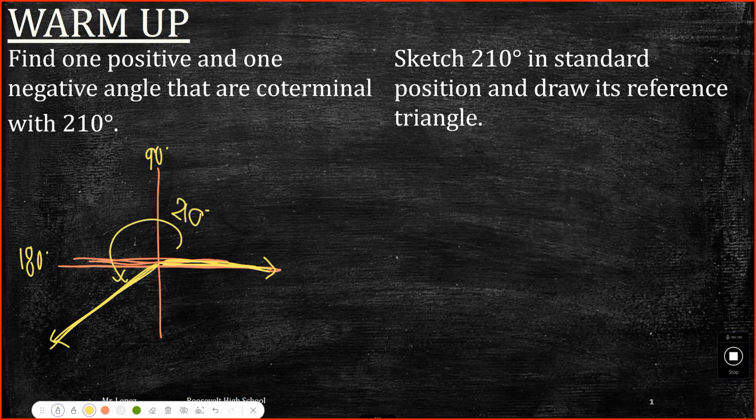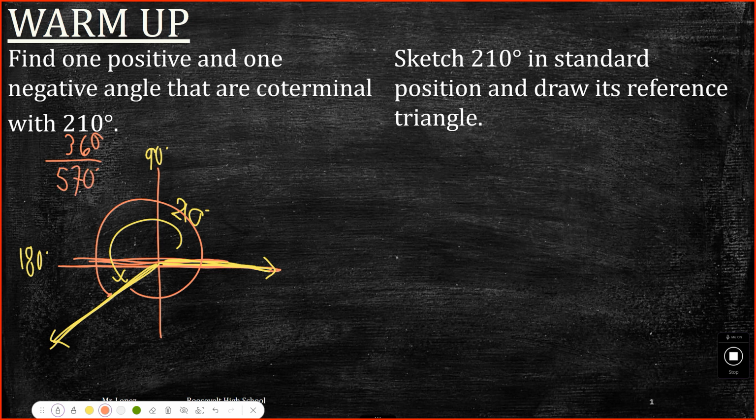There's an infinite amount of answers here for a positive. Find one positive. So we can keep going and then end up at that same spot. So I added another revolution to it. This is one revolution. So I'm adding 360 to that 210. So this will be 570.